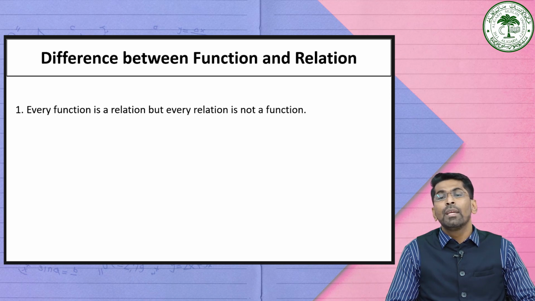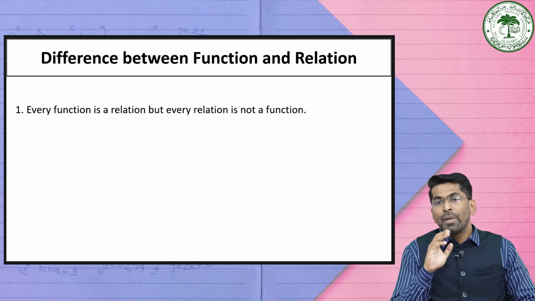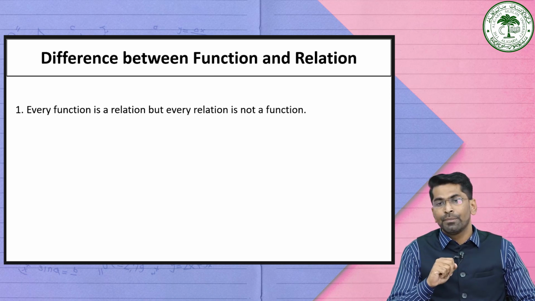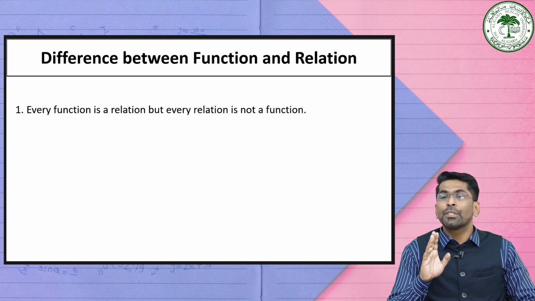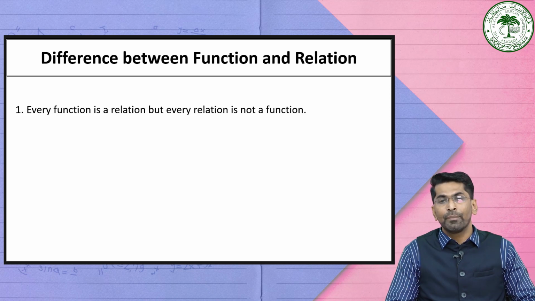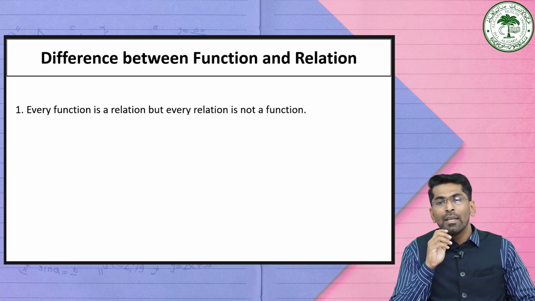See, a function we know is a special type of relation where each input, that is element in the domain, is associated with exactly one output or element in the codomain. It means there is no repetition of input and each input has a unique output. A relation is a more general concept: it is any set of ordered pairs, and it may or may not have the property that every element in the domain is associated with a unique element in the codomain. That's why we say every function is a relation, but every relation is not a function.